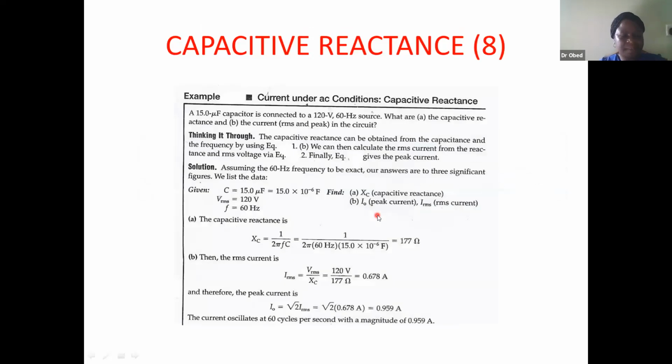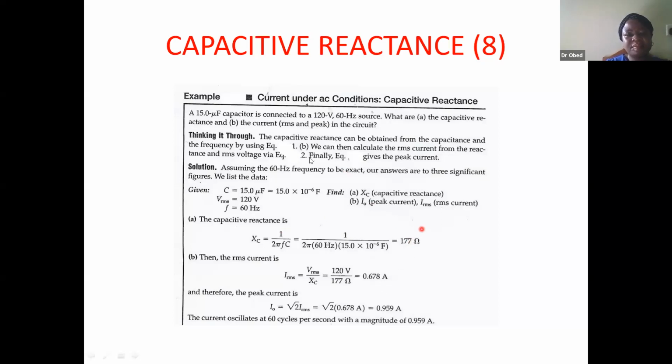Looks like today's lecture is going to end quickly, but I want everyone to try and work out this example. A 150 microfarad capacitor is connected. Probably I shouldn't have given you the solution here already, but it doesn't matter. A good student will still try to work it out and see if he or she can arrive at these solutions.